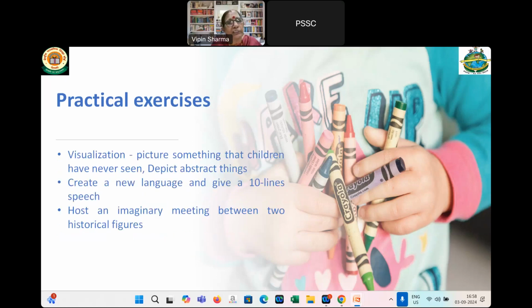Visualization. Picturize something that children have never seen. Depict abstract things. Create a new language and give a 10-line speech. Host an imaginary meeting between two historical figures. Design a creative advertisement. This is very important for seniors. Let them design an advertisement. See, I'm giving the overall picture of how it can be integrated, other than an election campaign, in social studies.